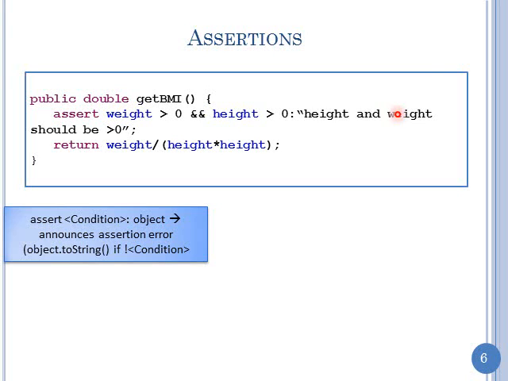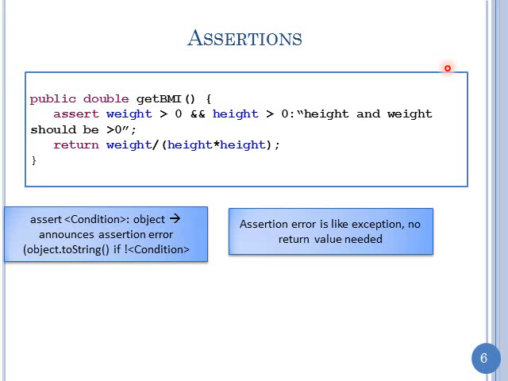Okay, so that's what an assert is. It's pretty much an if, except that the if can cause the program to make this assertion error and not terminate. And terminate, okay? So no return value needed. That's one property of assert.